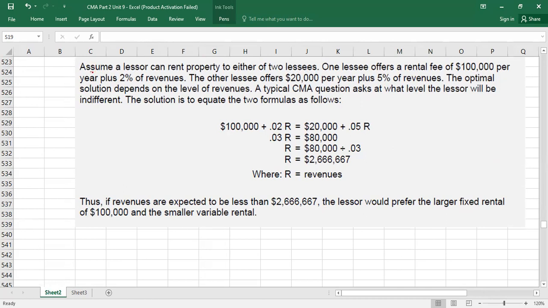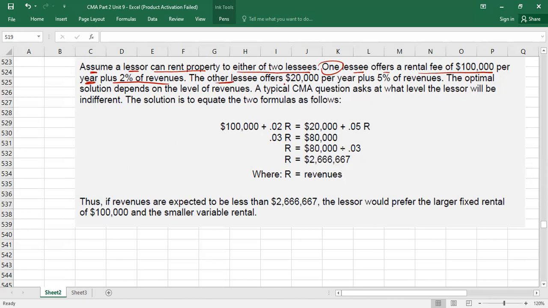For example, assume you are a lessor. Lessor means you are going to give your property on rent. So a lessor can rent property to either of two lessees. So you can rent your property to two people. The first lessee offers a rental fee of 100,000 per year. He's saying he will pay you a fixed rent of 100,000 plus 2% of revenue as commission, or share of revenue. So this is what is going to be your rental income. I can write it this way also.